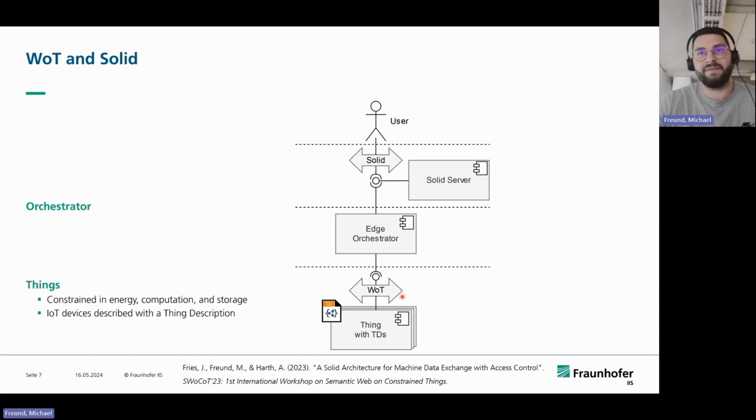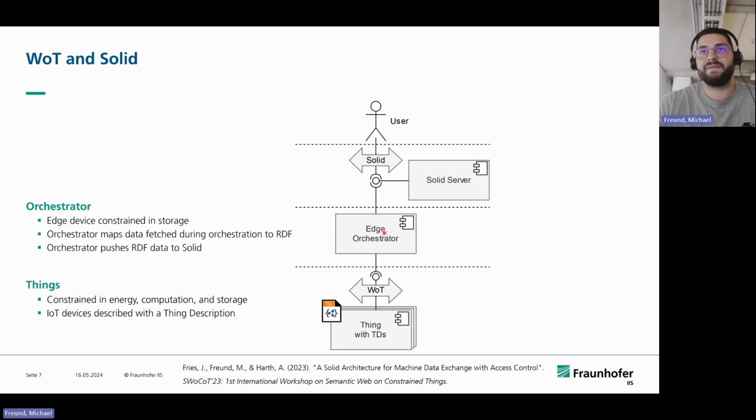Next, we said we need an orchestrator, which is basically the glue between the things and the Solid server. It's an edge device, and therefore it is constrained in storage, but not in computation and not in energy. The orchestrator gets the data from the properties and so on from the things, maps that data to RDF, and then uploads that RDF data to the Solid server. In this scenario, our orchestrator is a client, and the Solid server and the things are servers, which is quite nice to have as a separation.